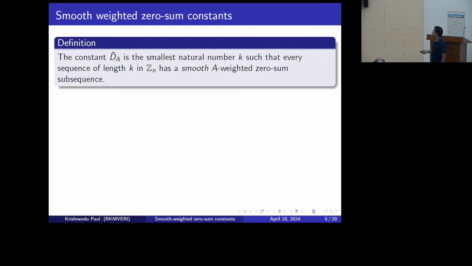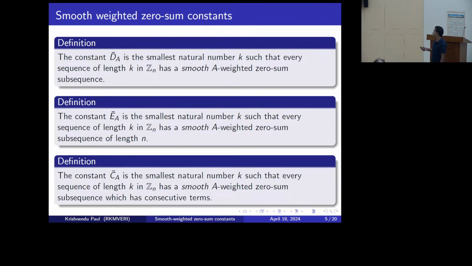Next, the three constants: the weighted Davenport constant, the weighted Gauss constant and the weighted consecutive one. So in the three smooth versions, A-weighted zero sum subsequence is replaced by smooth. All three definitions are the same as the weighted versions; the only difference is that smooth is added. Next we will see some values and general bounds.